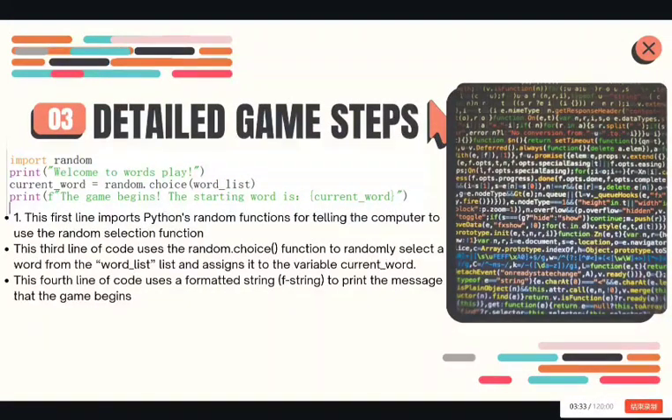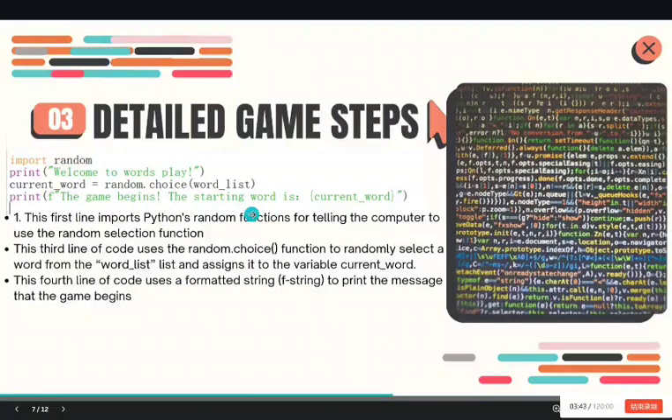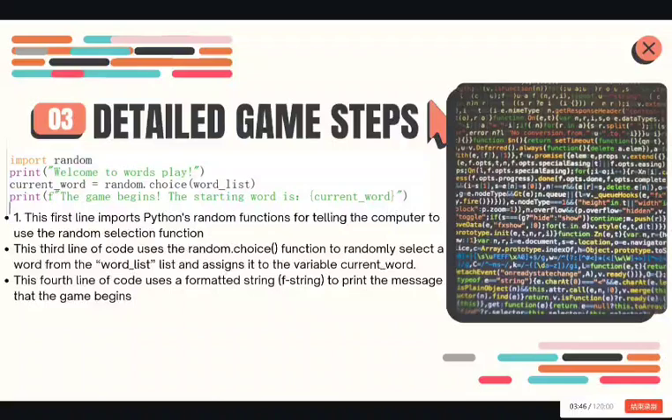The next part is the import function, the random function. Import random is for telling the computer to use the random choice function to select a word from the word list and assign it to a variable, current word. And the first line of code uses a formatted string, here an f-string, to print the message that the game begins.